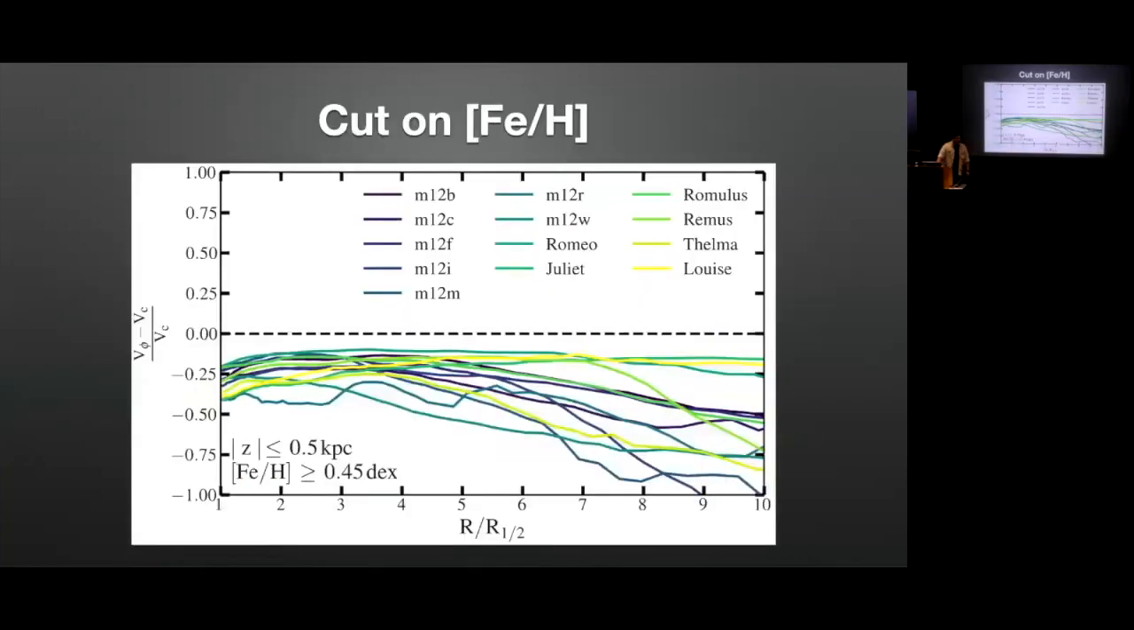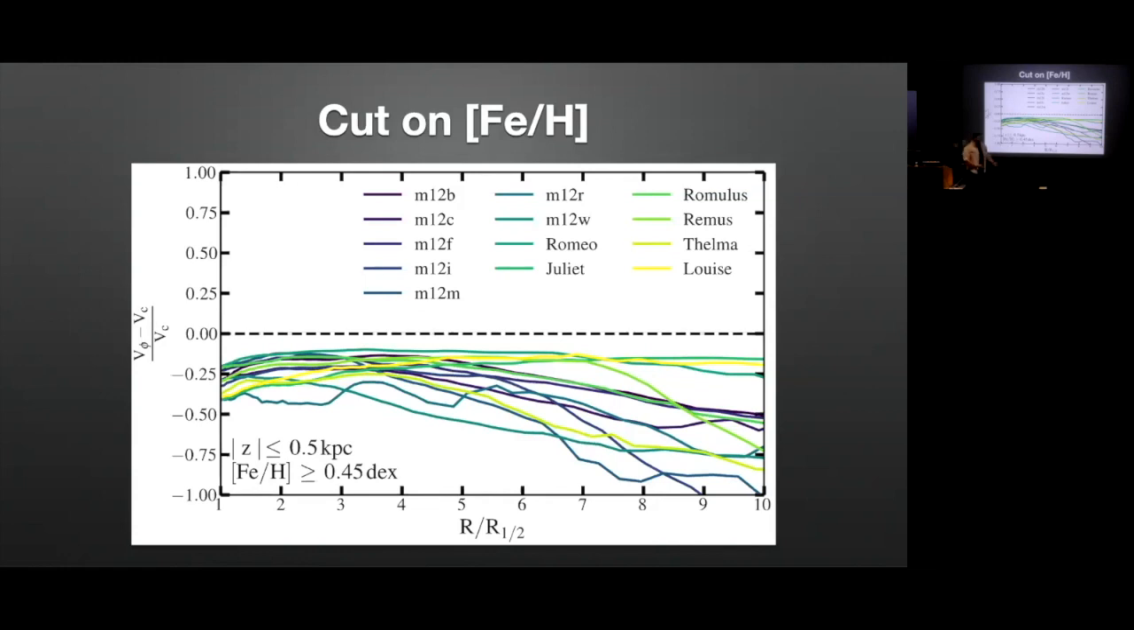We also looked at the cut in metallicity. So here's the same thing we've looked at in the past, except now I'm taking the stars with the highest metallicity, particularly above 0.45 dex. This is stellar metallicity, and still taking that cut in position. And so it doesn't work as well.